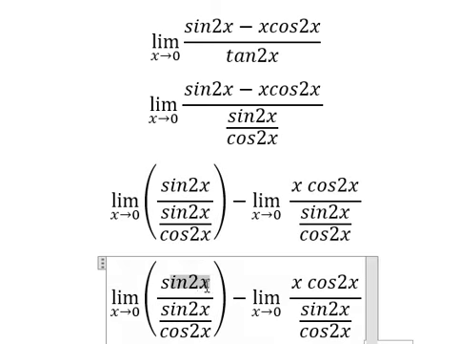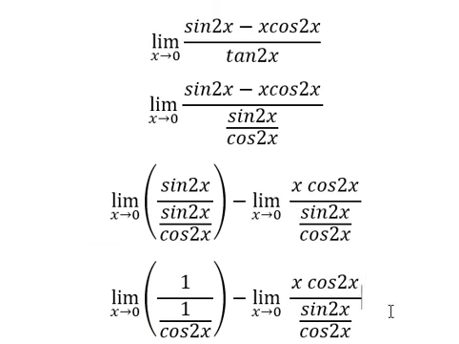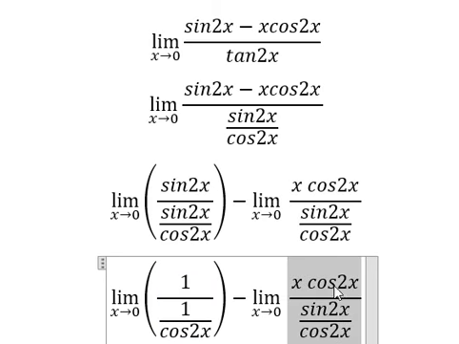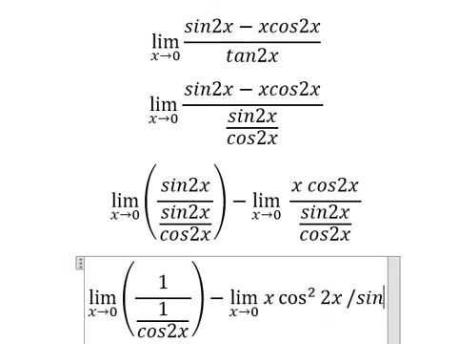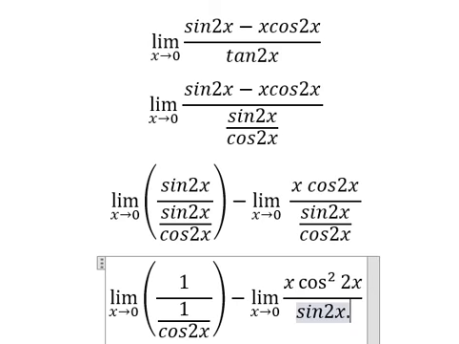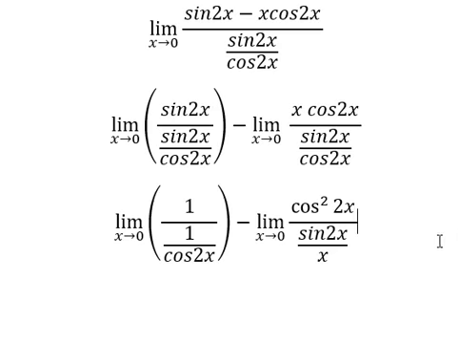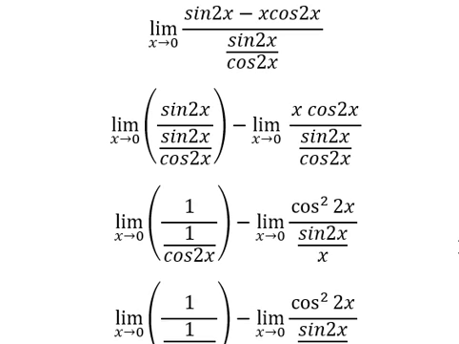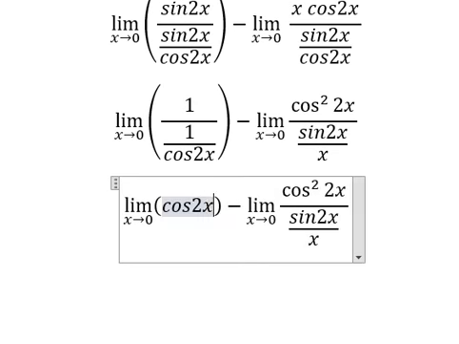So this one is simplified by this one. This one I will put cos2x go in here and sin2x will go to here. That should be like this. Next, this one we have cos2x.